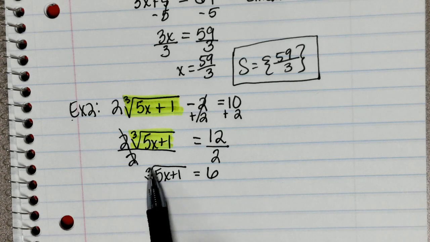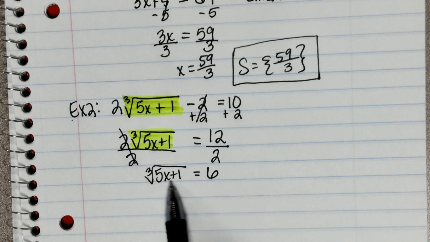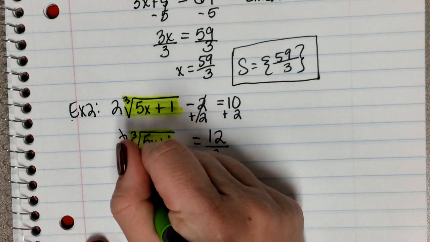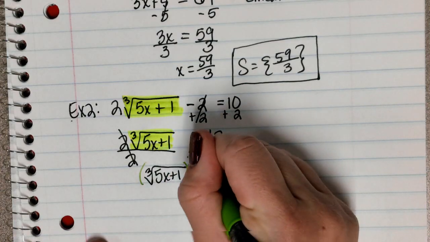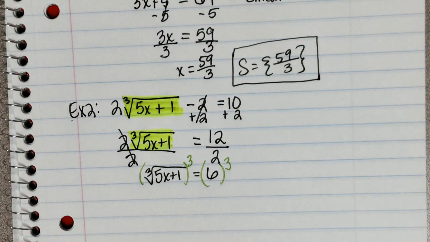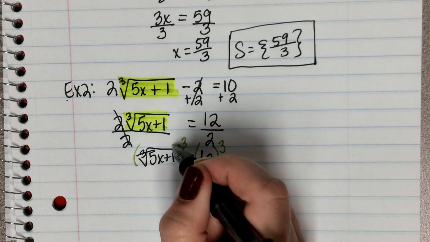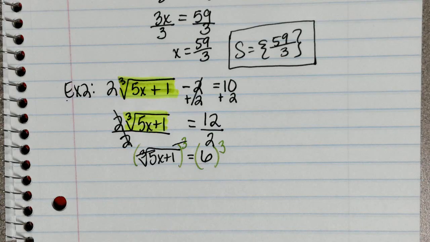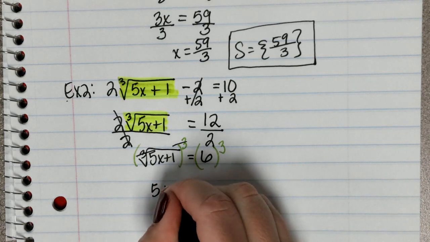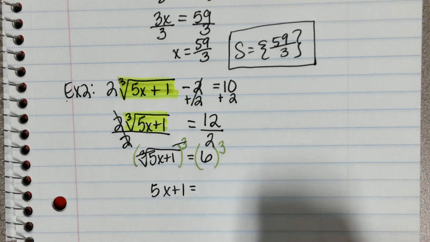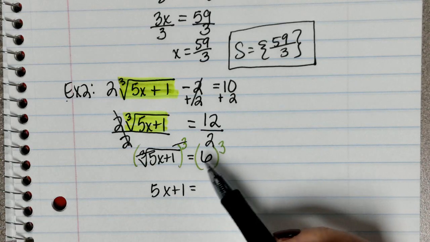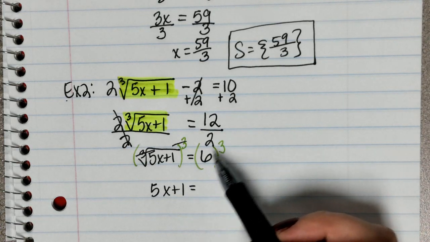Okay, now our cube root is isolated, and I want to get to the stuff underneath, and I can't get to the stuff underneath until we cube both sides. Okay? That's going to unlock the cube root. So cubing the left side just unlocks the stuff underneath, the 5x plus 1. And then on the right side, well, we have to figure this out.